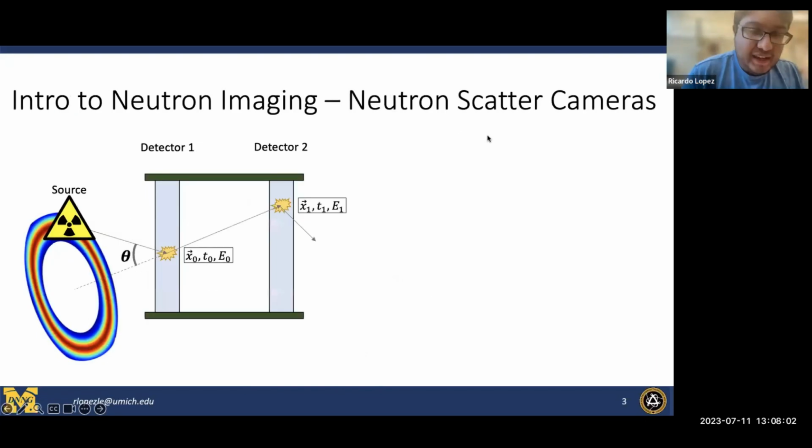So the main two imaging methods I'll be discussing in detail today pertain to both neutron imaging and gamma ray imaging. For the introduction to neutron imaging, I'm going to introduce the topic of neutron scatter cameras and how they work. Pictured here on the left schematic is a situation where you have two separate detectors.